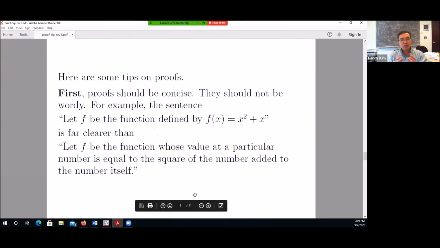So here are some tips on proofs. First, proofs should be concise. They should not be wordy. So for example, the sentence, let f be the function defined by f of x equals x squared plus x, is far clearer than writing, let f be the function whose value at a particular number is equal to the square of the number added to the number itself.